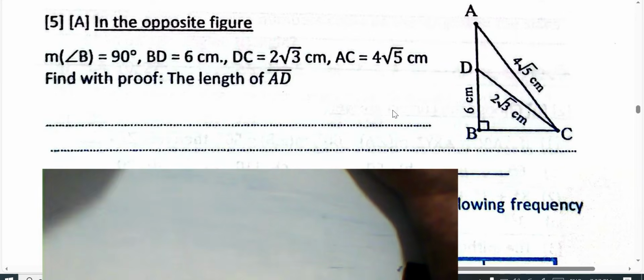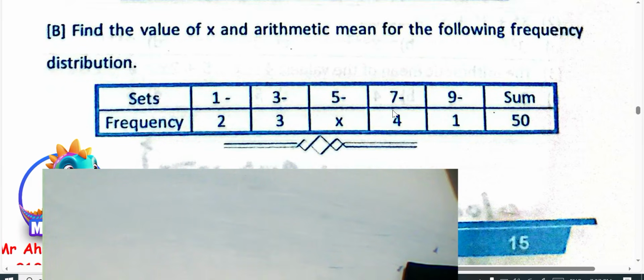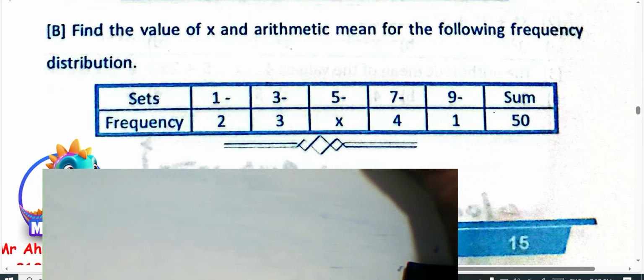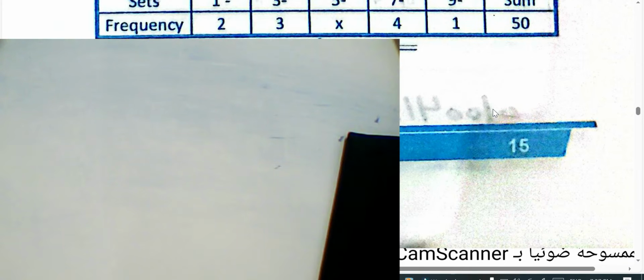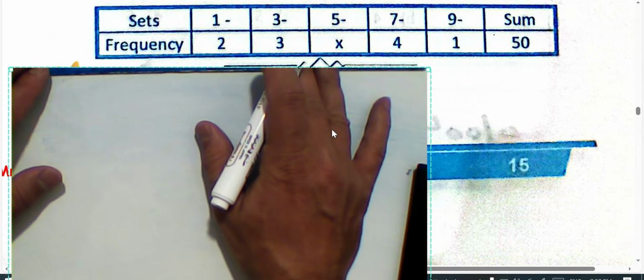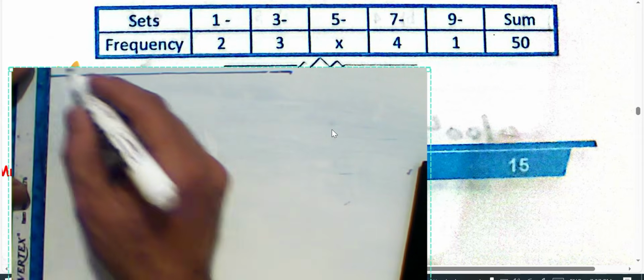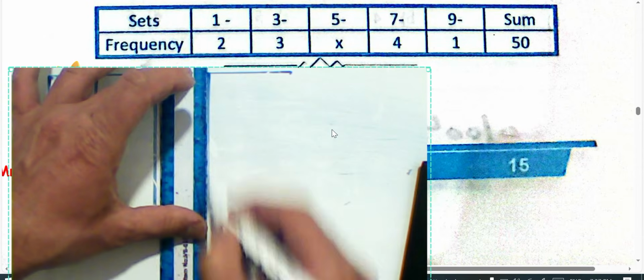Next question. We can find here the arithmetic mean. There is a table. First step, we can find the value of x. Look at here, about the steps. Look with me. We'll make a table like this and divide it into 4 parts. 1, 2, 3, 4.